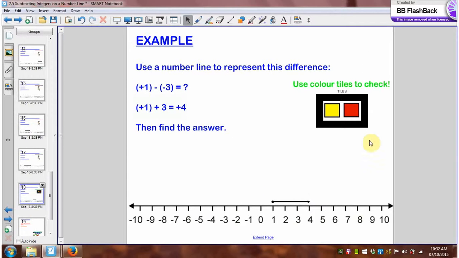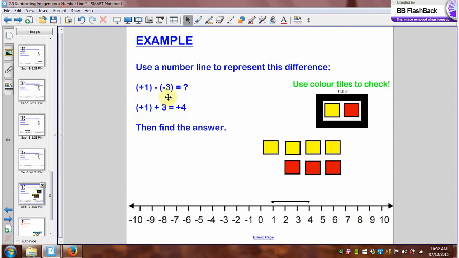Okay, let's check with our tiles. So if we have positive 1, bring down a positive 1 tile. And then we need to take away negative 3 tiles. But we don't have 3 negative tiles to take away, so we need to put them in. 1, 2, 3. So we got them put in, but we can't just put those in by themselves. We have to put in our positive tiles too. Okay, so once we've got that put in, we're still representing a positive 1.